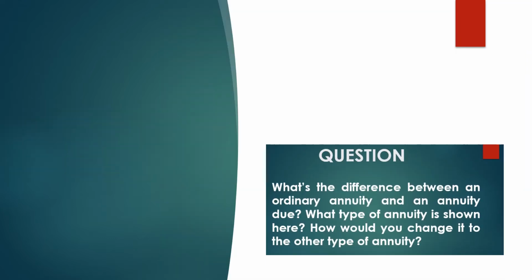Okay, so we have another question here. What is the difference between an ordinary annuity and an annuity due? What type of annuity is shown here in the diagram above? How would you change that to the other type of annuity? So you can see here, what is this annuity? Just think for 5 seconds, maybe 3.